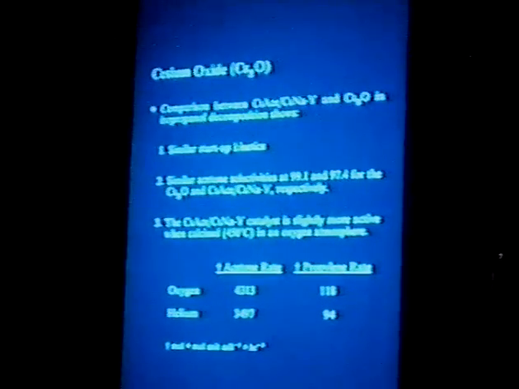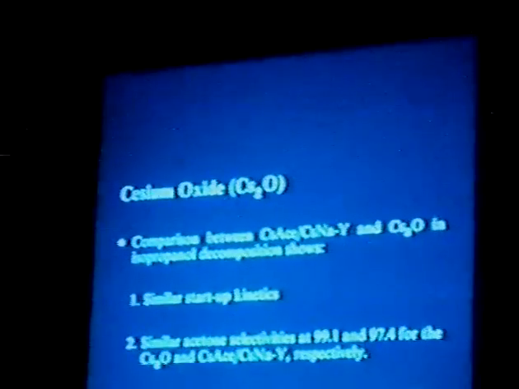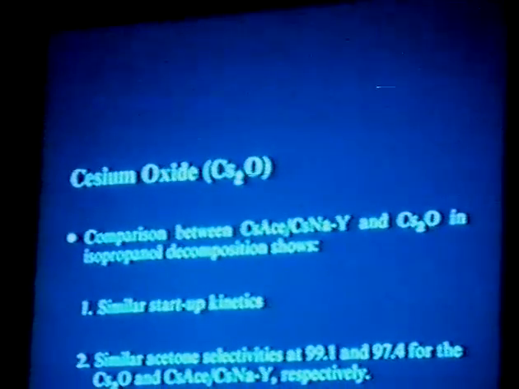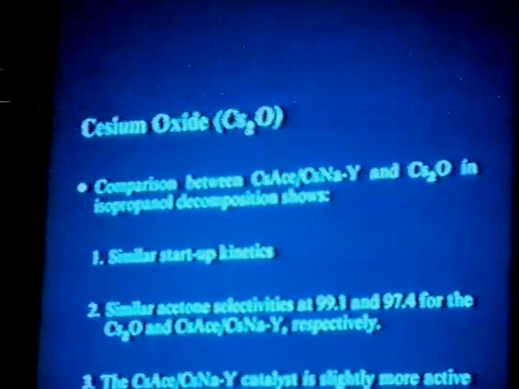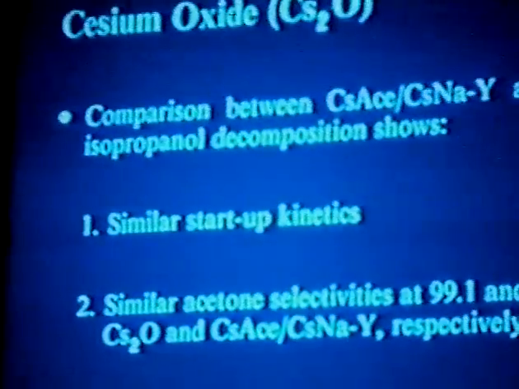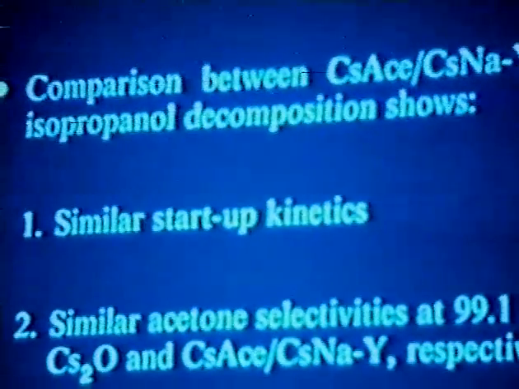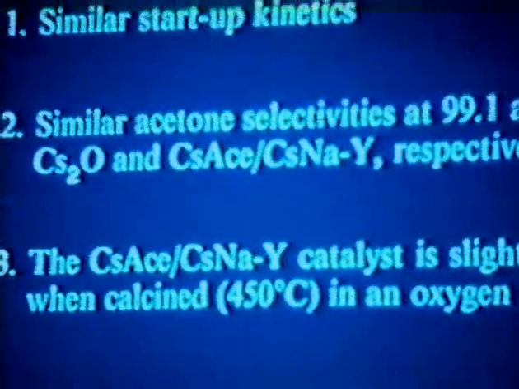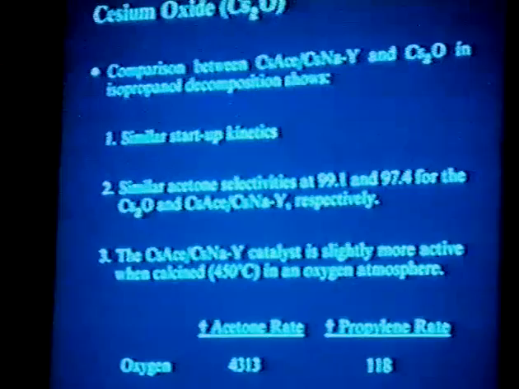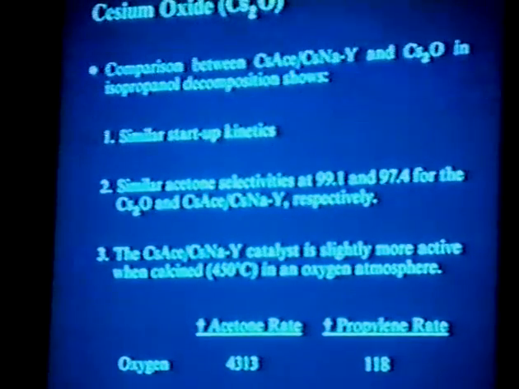So for cesium oxide, we see a comparison between the impregnated Y zeolite and the oxide: similar startup kinetics, similar acetone selectivities at around 99 and 97 for the oxide and impregnated Y material respectively, and this is not representative of all oxides in alcohol decomposition, specifically isopropanol. And thirdly, as I mentioned earlier, it's slightly more active in an atmosphere of oxygen calcination, where we expect the oxide to be the final result. You can see the values down here. It's slightly more active than in a helium atmosphere.